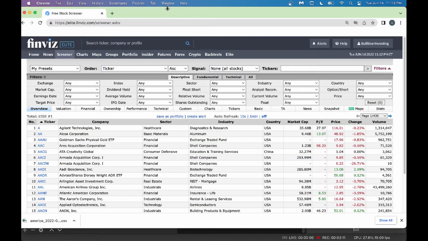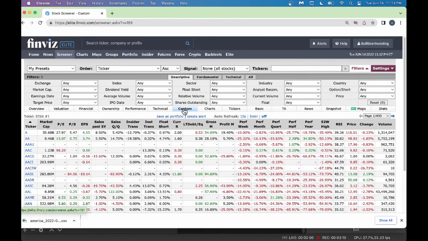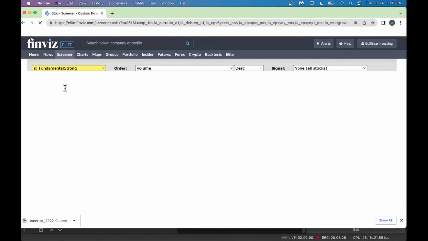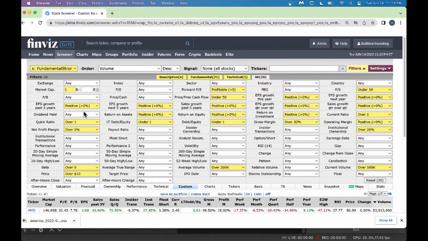Look, I got a screener here. I typically love to construct my own custom view in FinViz here. I go to custom view here, and I got a preset here, which is a screener choice. So I have a fundamentally strong screener here. If I take a look at this, look, I got some criteria that I have highlighted here.